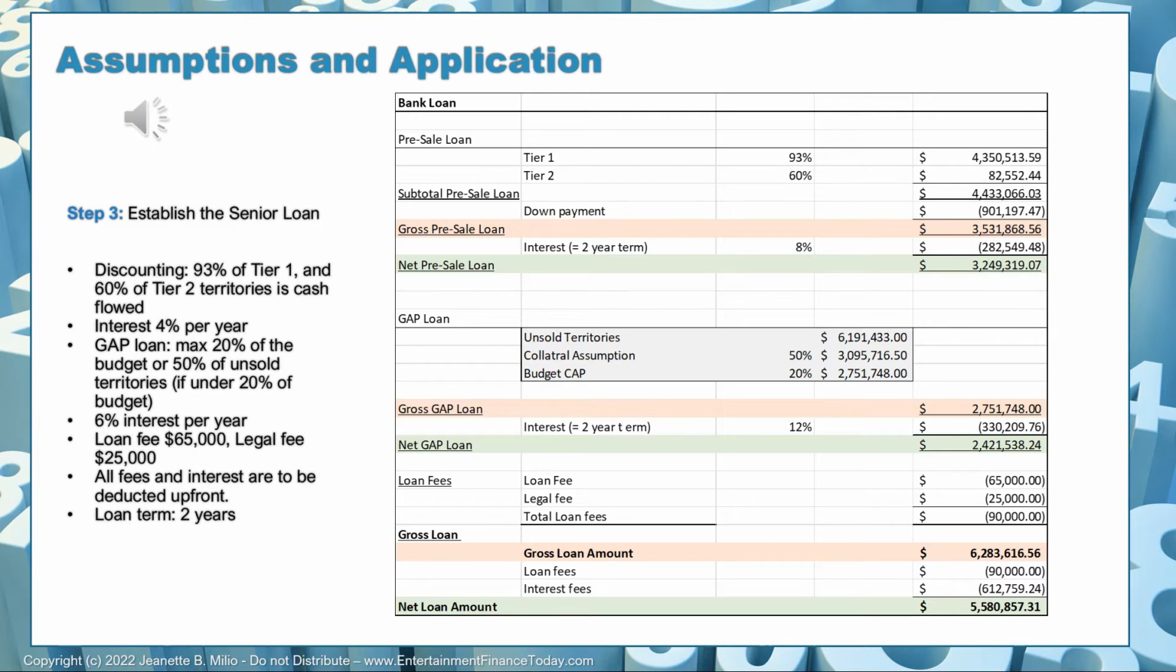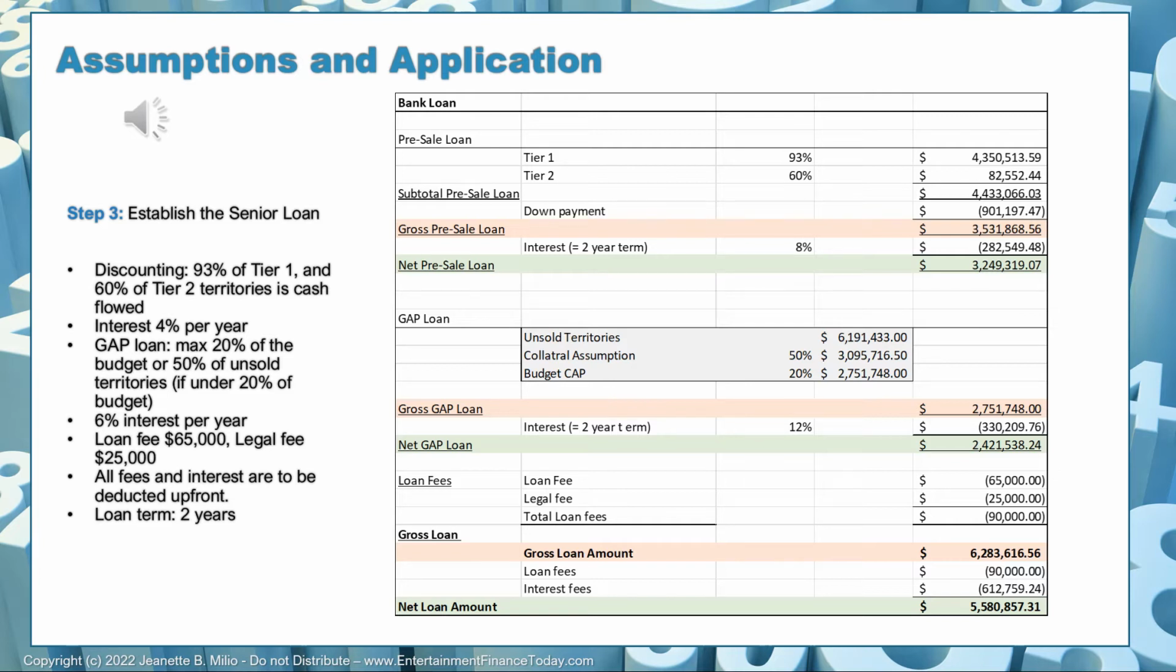We have to then deduct the down payment that we already received, which was 901,197.47, and you're deducting the gross amount here, not the net amount that you receive, because the bank doesn't care that you have to pay the sales agent. They want to know what was already paid on the contracts, what was paid on this pre-sale agreement, and what is left to be collected when the movie is being delivered. So the gross pre-sale loan then comes to 3,531,868.56.